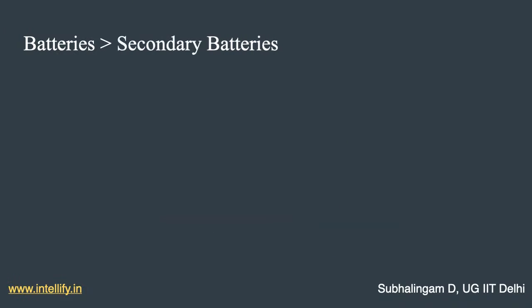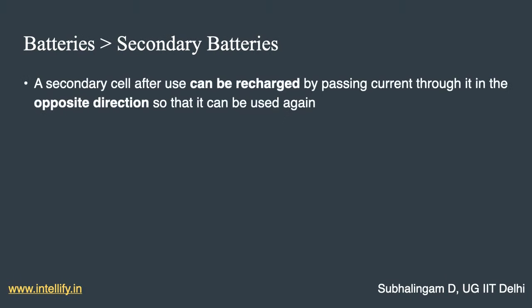So now let's look at secondary batteries. So what do you think they will be? A secondary cell, after use, can be recharged by passing current through it in the opposite direction so that it can be used again. Primary batteries, we saw that after the cell dies, we can't reuse it.